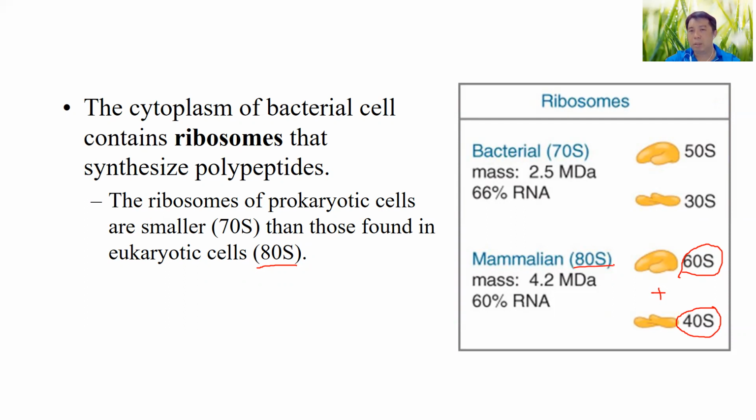But for the ribosome in the prokaryotic cells, or the bacteria, the large ribosomal subunit is 50S, and the small ribosomal subunit is 30S. When they assemble to form a functional ribosome, it is 70S. So from here, you can see the difference between the ribosome in the prokaryotic cells and eukaryotic cells.